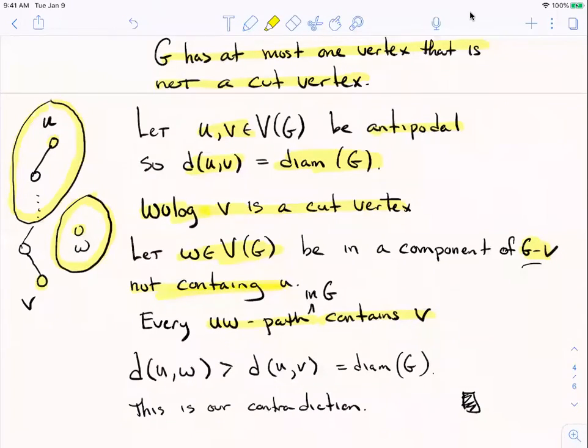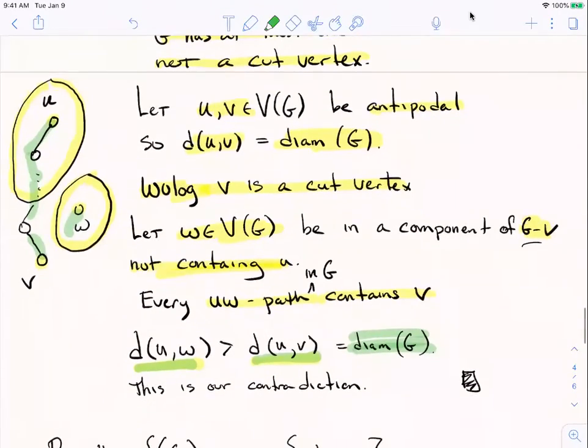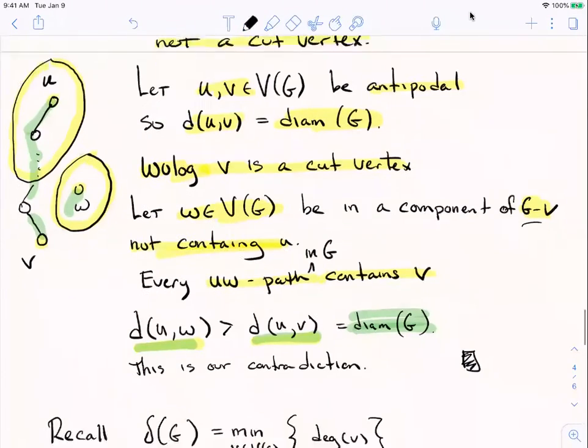Well, that means that the distance from U to W would have to be bigger than the distance from U to V, because no matter what path you take, and in particular a geodesic, as you start marching your way from U to W, you have to go through V. So you're going to move along the distance from U to V and then some, right? So that distance is going to be bigger. But that means that we found some vertices, U and W, that are further away from each other than the diameter of the graph, and that's our contradiction. Okay, so that's the proof. I hope you'll ask me about it in class.